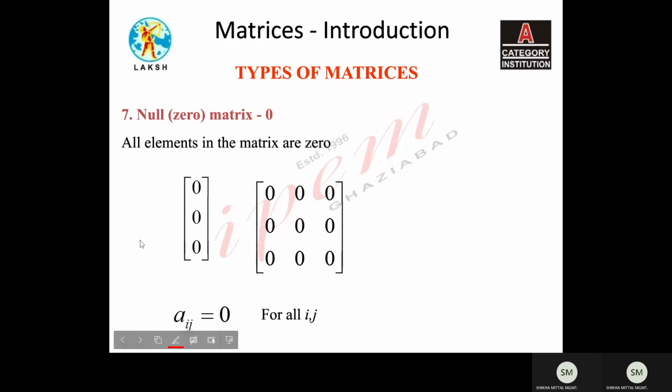The next type of matrix is null or zero matrix. It is denoted by O. All elements in the matrix are 0. If in any matrix all the elements are equal to 0, then this type of matrix is known as a null matrix or zero matrix. In the second example of order 3 by 3, all the elements are 0. So we can generally say Aij is equal to 0 for all i, j.